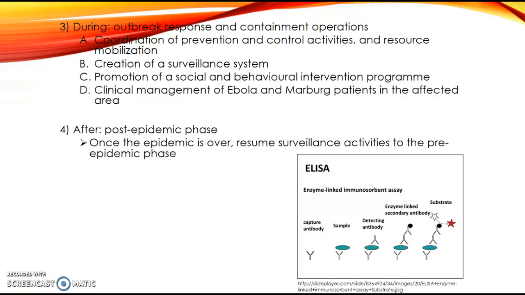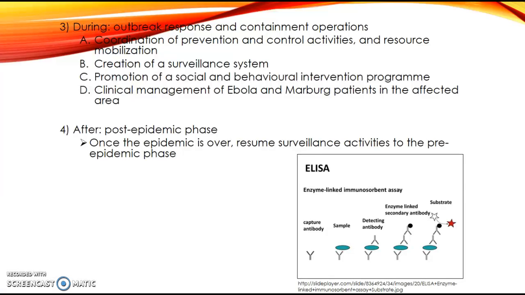Basically, once the Ebola or Marburg outbreak is confirmed, a multi-sectoral outbreak control strategy is implemented. It involves 4 steps. First, the coordination of prevention and control activities and the mobilization of resources. Second, the creation of a surveillance system. Third, the promotion of a social and behavioral intervention program. And fourth, clinical management of Ebola and Marburg patients in the affected area.